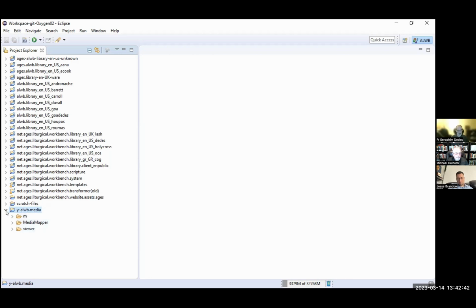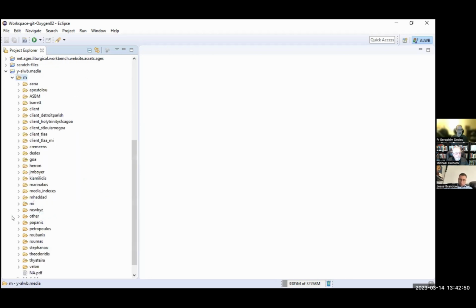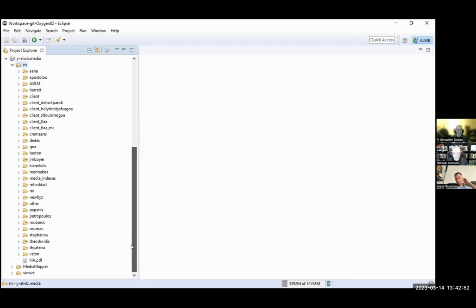All right, so as you see in this project, we're going to look at the M folder right now, which is the media itself. So here's the library of scores, meaning scores in staff notation, scores in Byzantine notation, in Greek and in English. They are organized currently by provider, by the person who produced the score and gave it to us.